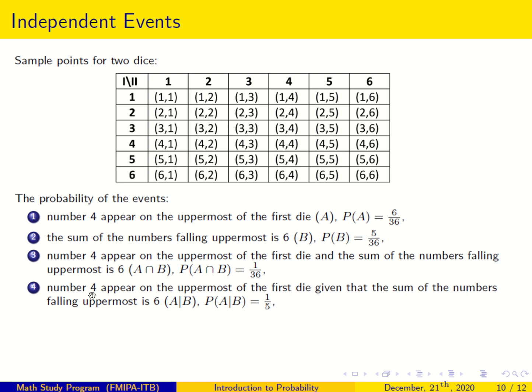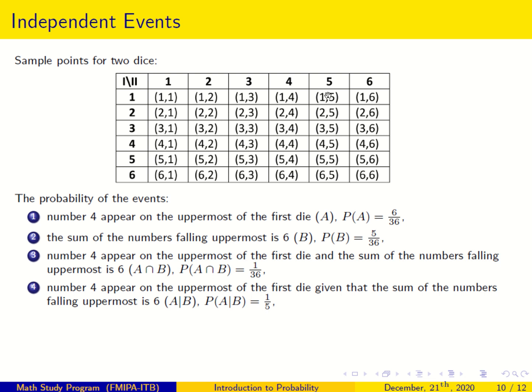What about this one? Number 4 appears on the uppermost of the first die, given that the sum of numbers falling uppermost is 6. So given B means that the sample space of all possible outcomes is just this one, this one, this one, this one, this one, this one. The sample space now is getting smaller. So the sample space just contains this one, this one, this one, this one, and this one.